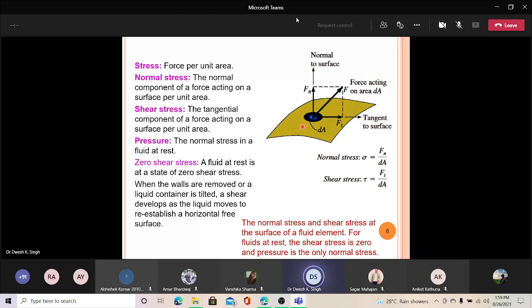So when there is no deformation, it means the shear stress is zero. This is called zero shear. Zero shear stress means it is in a rest condition basically. Zero shear stress denotes the condition of rest. When the walls are removed or a liquid container is tilted, a shear stress develops.